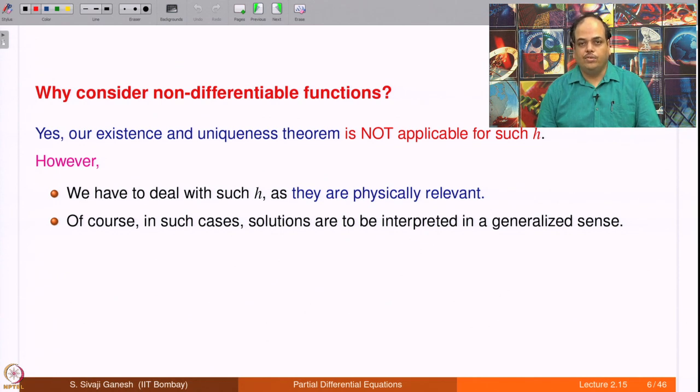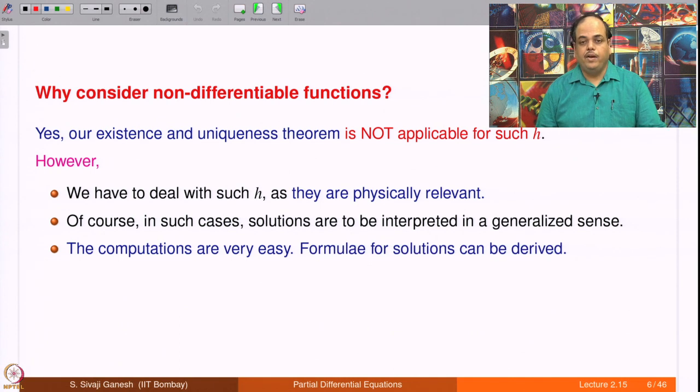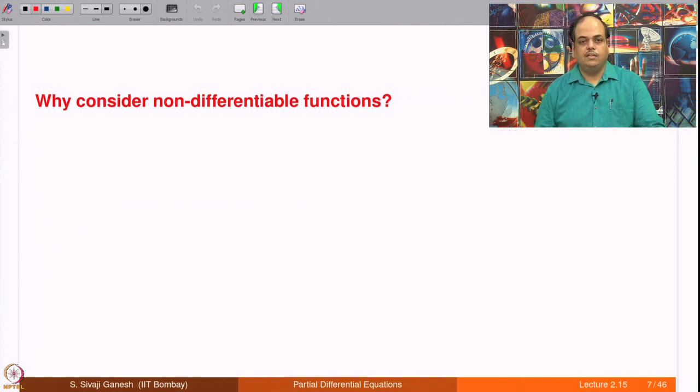So far, the idea of solution that we have introduced is what is called a classical solution. So, we have to now generalize the notion of solution. We have to define what we mean by solution, so that whatever we do is meaningful, and computations are very easy for the kind of functions that we propose to deal with. And formulae for solutions, within quotes, can be derived. So, it helps in understanding properties of solutions very clearly.